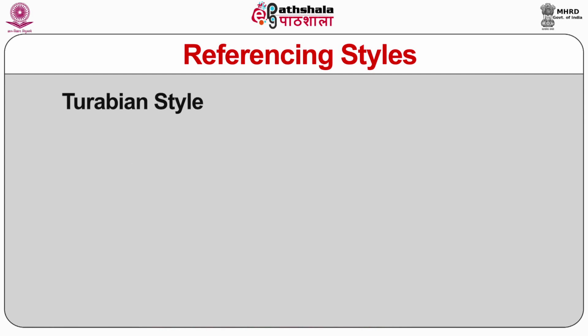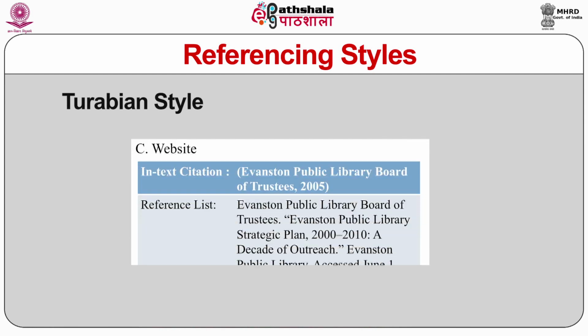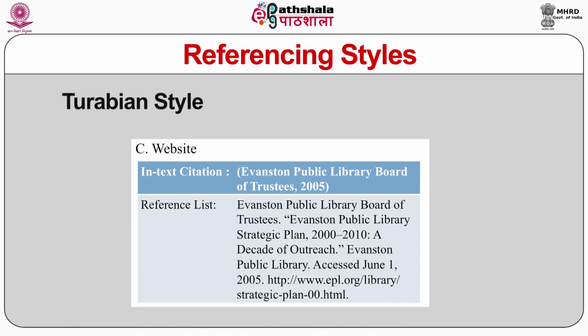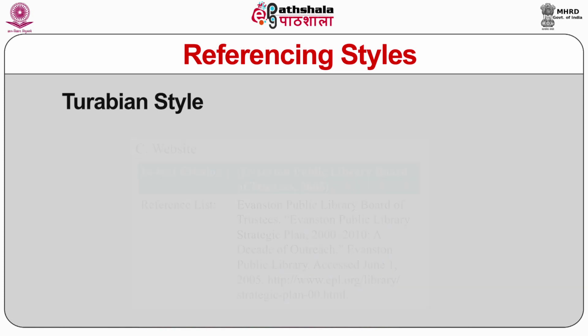If you are referring to a website, you have to give the details of the website in the referencing, but in the in-text citation it will be the name of the website with the year, 2005 here in this example. In the references, the name of the web page, the title, and lastly on which date it has been accessed, followed by the complete web address.